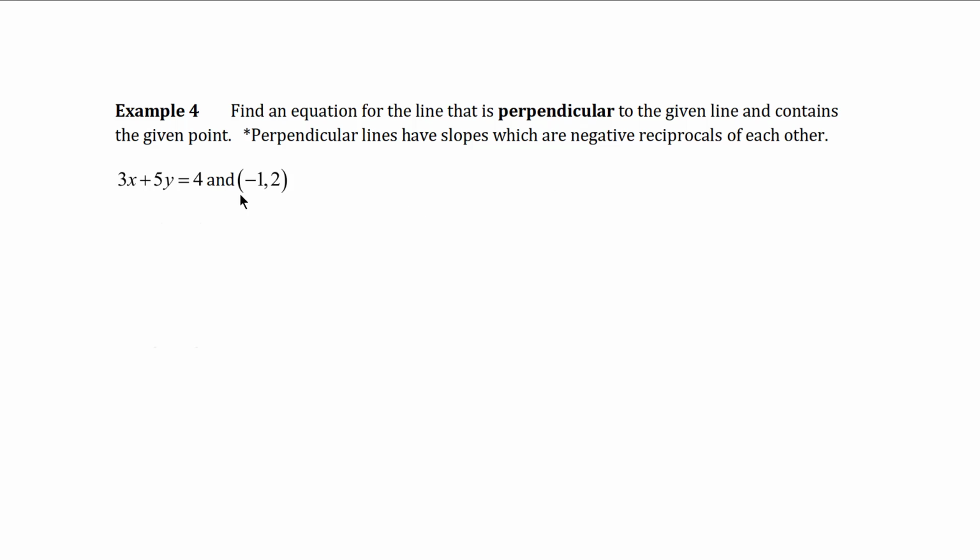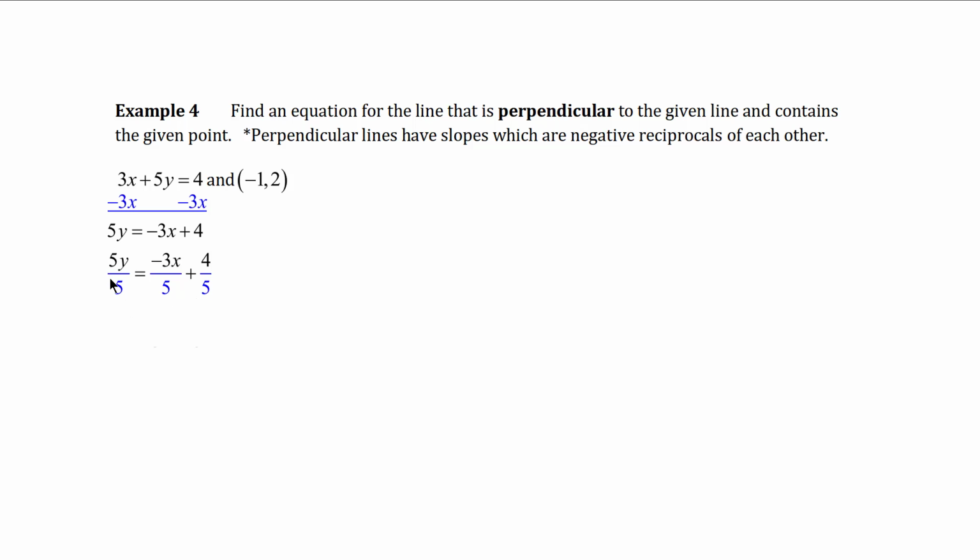For example 4, we're given the equation 3x plus 5y equals 4 and the point -1, 2. We start off by taking this equation and putting it in slope-intercept form so that we can identify the slope. First, we need to move the 3x to the right side of the equation, so we subtract 3x from both sides of the equation. The result is 5y equals -3x plus 4. From here, we need to get rid of the 5 in front of the y by dividing out 5 on both sides of the equation.